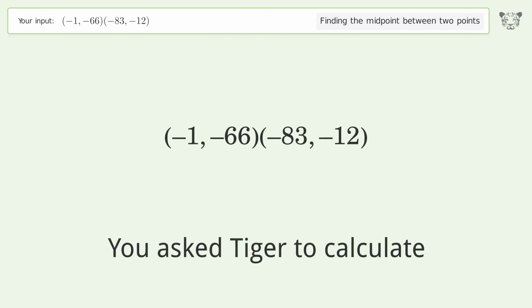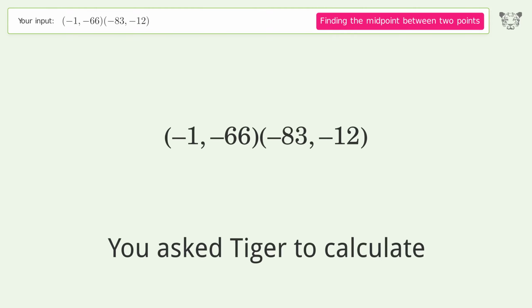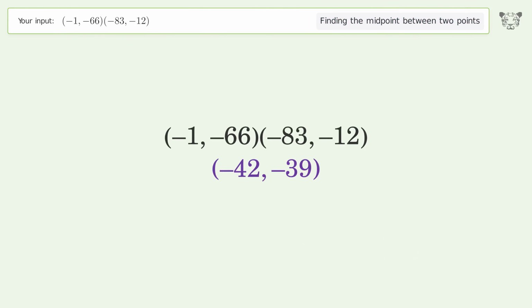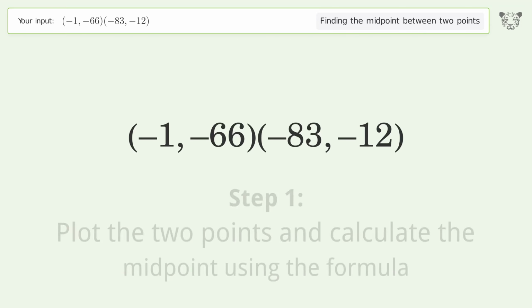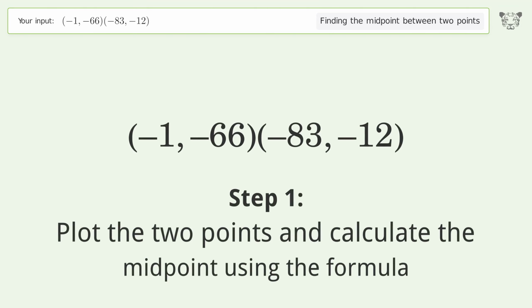You ask Tiger to calculate. This deals with finding the midpoint between 2 points. The midpoint between the 2 points is -42, -39. Let's solve it step by step. Plot the 2 points and calculate the midpoint using the formula.